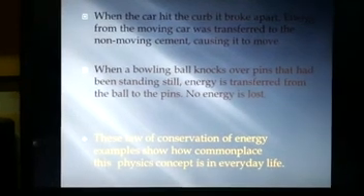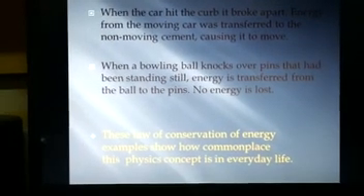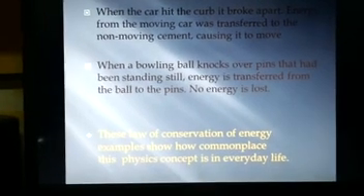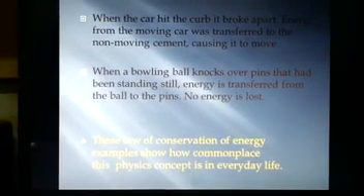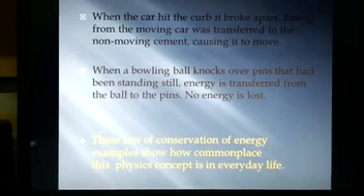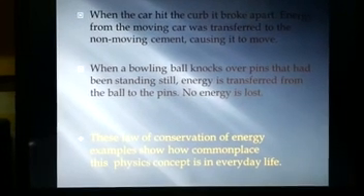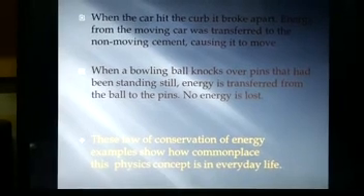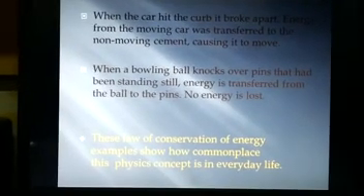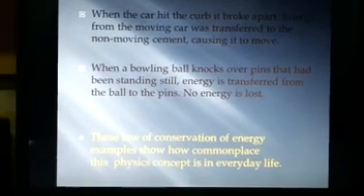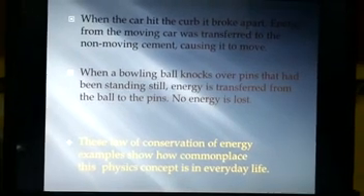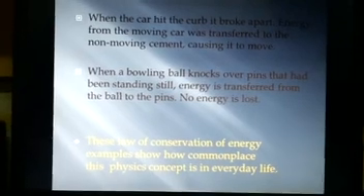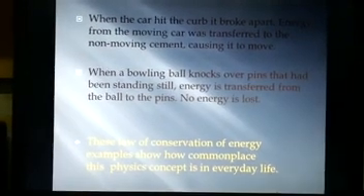Also, when the car hit the curb, it broke apart. Energy from the moving car was transferred to the non-moving cement, causing it to move. Next, when a bowling ball knocks over pins that had been standing still, energy is transferred from the ball to the pins. No energy is lost. So these law of conservation of energy examples show how commonplace this physics concept is in everyday life.